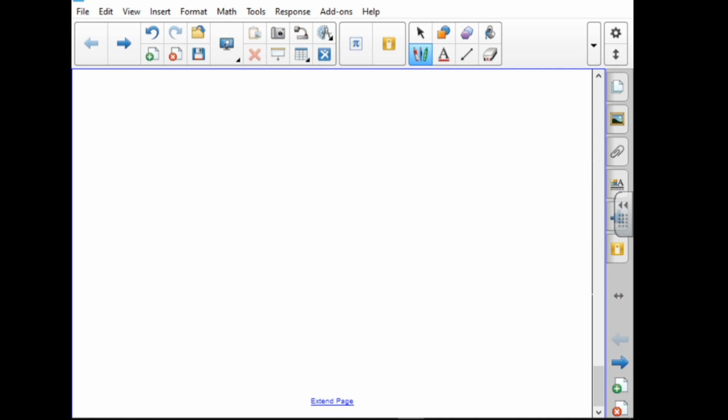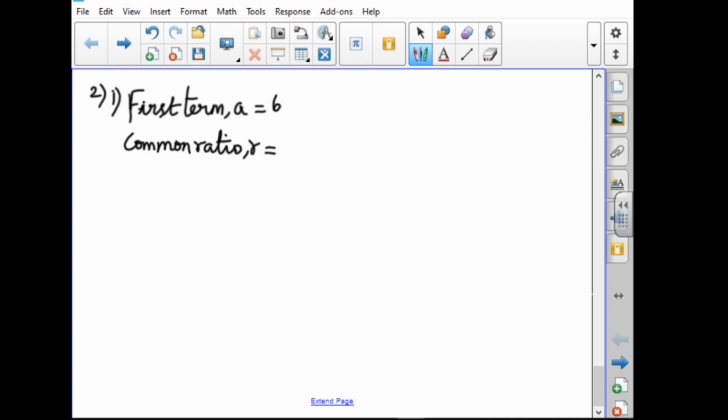Now, second question. Write the first three terms of a GP whose first term and the common ratio are given. So, first term they given, first term denoted by the symbol A. It is given as 6. Common ratio, it is denoted by the symbol R. It is given as 3.